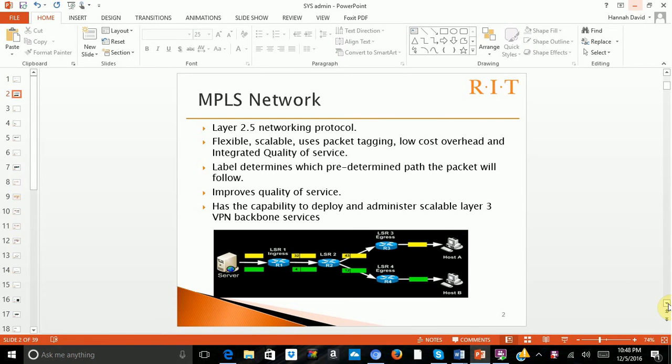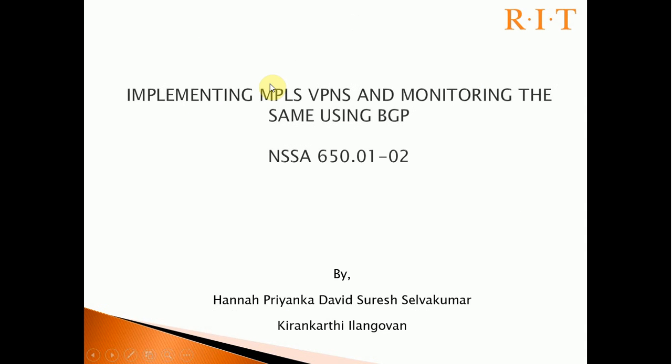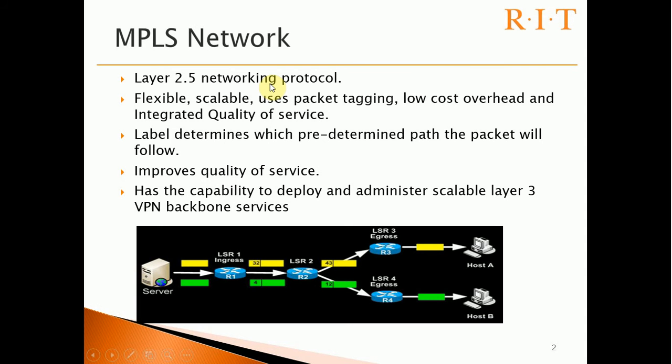So today we're talking about MPLS networks. MPLS is a layer 2.5 networking protocol. That is, it is present between layer 2 and layer 3, which are the data link and the network layers of the OSI model. The main advantage of MPLS networks is that they are very flexible, scalable, and use packet tagging, low cost overhead, and integrated quality of service.